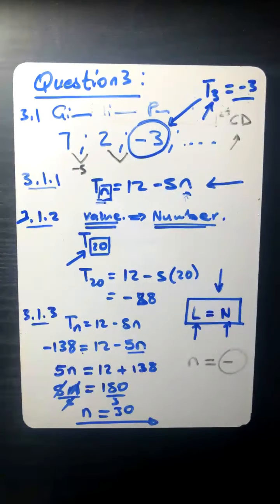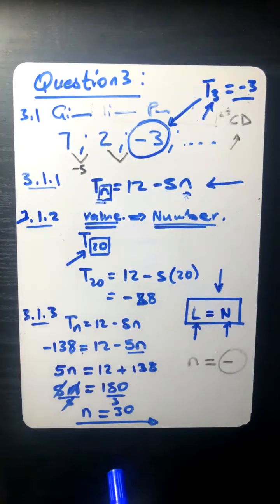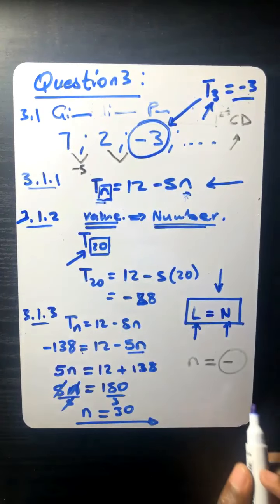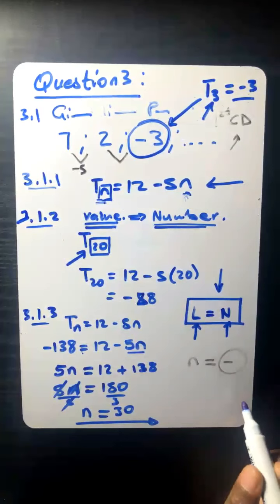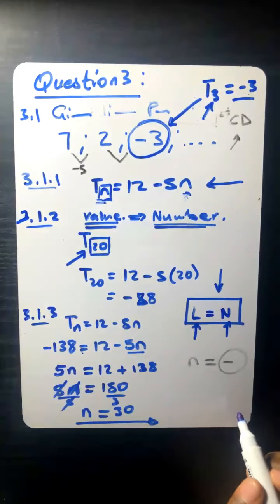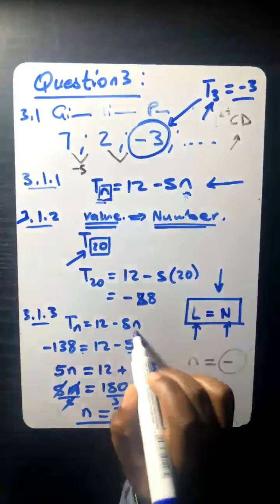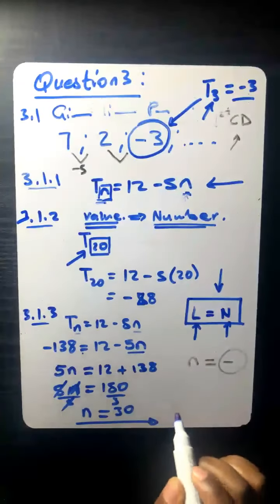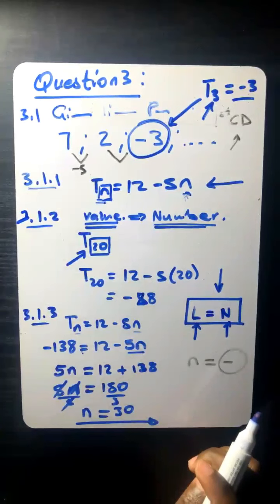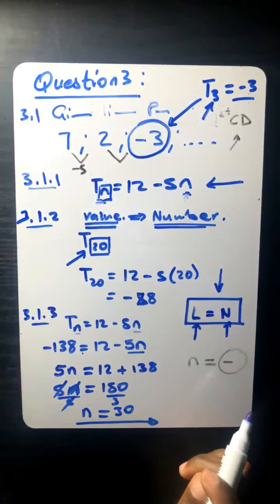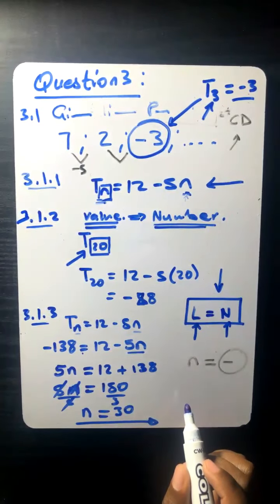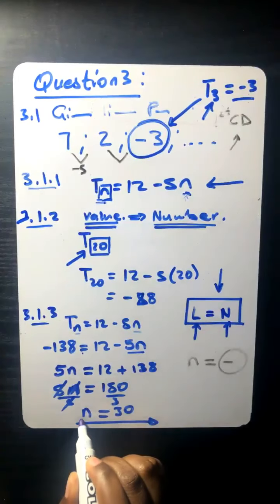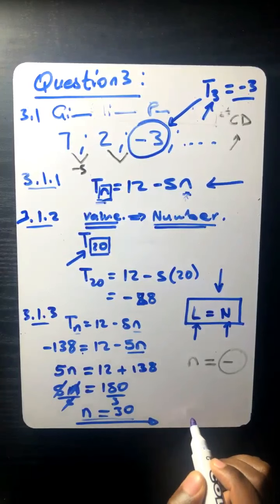Dear grade 10s, what our brothers and sisters are saying over there is simply this: if you get to a point where you are calculating for n, never, ever get your final answer as n being a negative number.